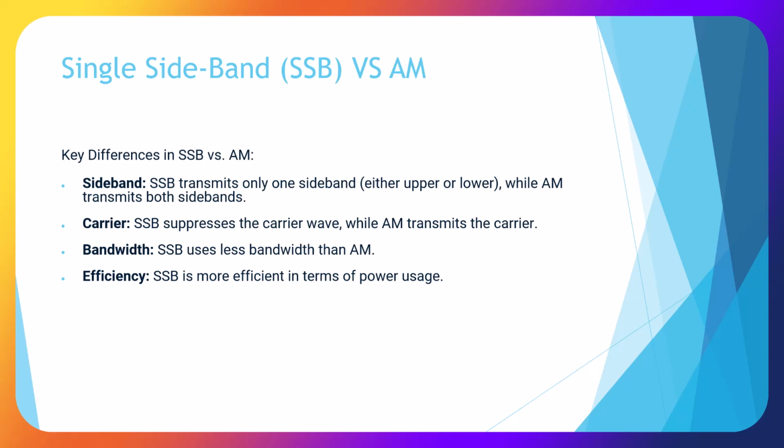So if we do a comparison between our single sideband and AM, SSB only transmits one of the sidebands, either the upper or lower, and AM transmits both of the sidebands. SSB suppresses the carrier wave, while AM transmits the carrier. Single sideband uses less bandwidth than AM, and SSB is more efficient in terms of power usage than AM.